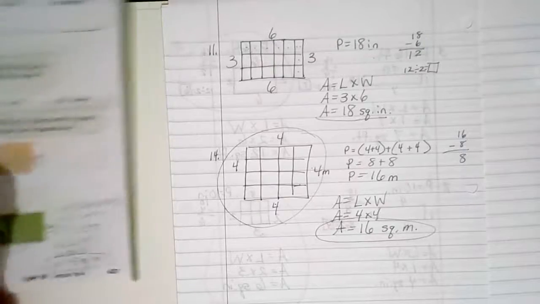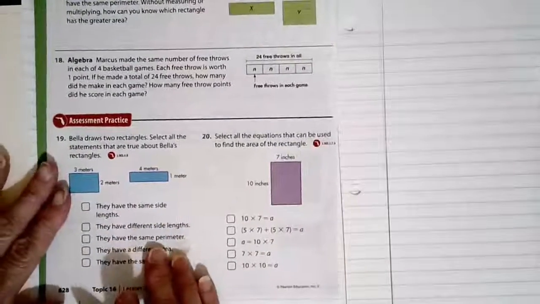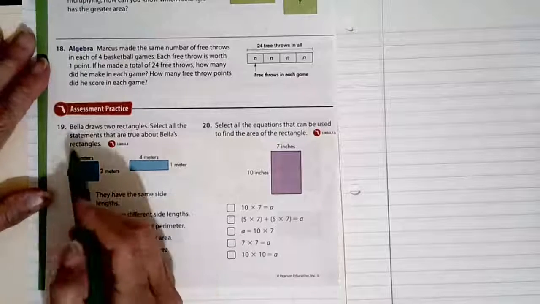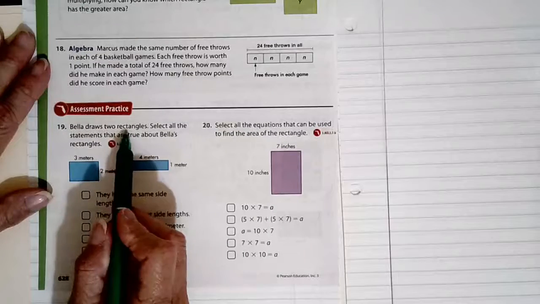Let's turn our paper to the back. And now this time, we're going to jump all the way down to the bottom to number 19. Looking at number 19, it says, Bella draws 2 rectangles.